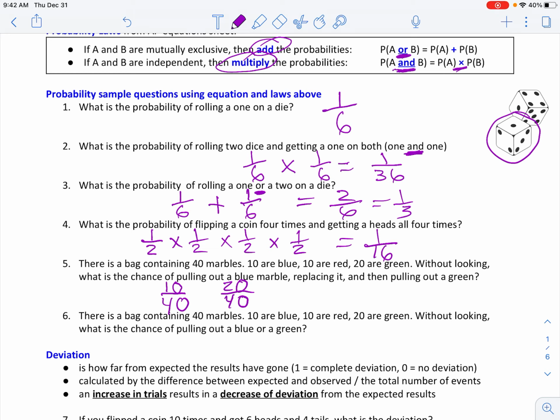And this is an and statement. I'm not saying get a blue marble or a green marble. I'm saying get a blue marble and then getting a green marble. Okay, so multiply them together. All right. I'm going to reduce that.